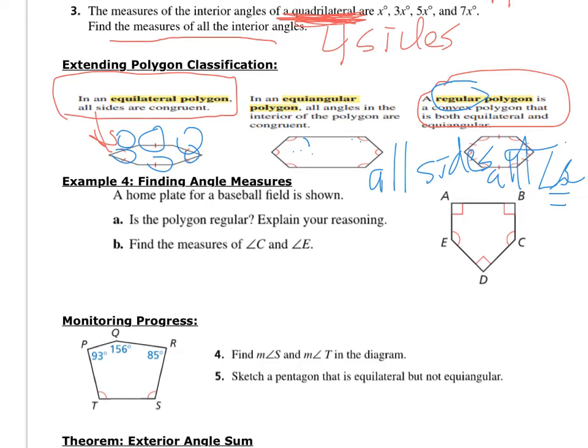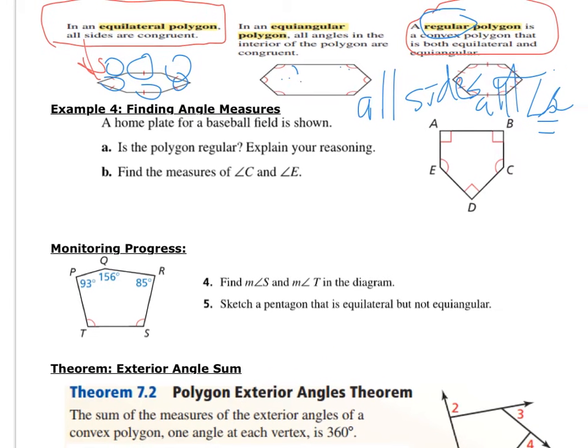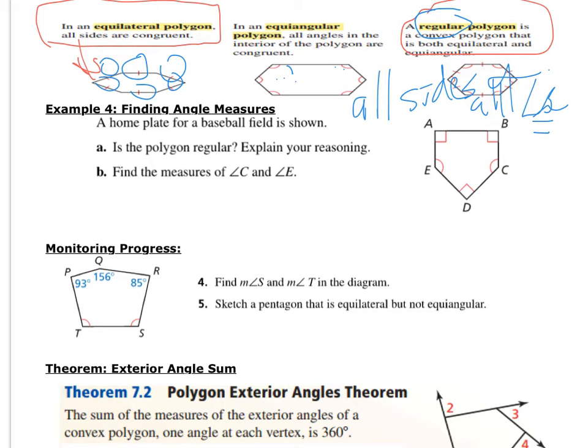All right, well, let's do example 4 together. In example 4 here, they have the home plate of a baseball field. What they want us to do, there are two different things. The first one, they want to know, is the polygon a regular polygon? And they want us to tell why. Well, let's look over here. We're going to use red for right now. But look at the markings. You have angle A, angle B, and angle D.